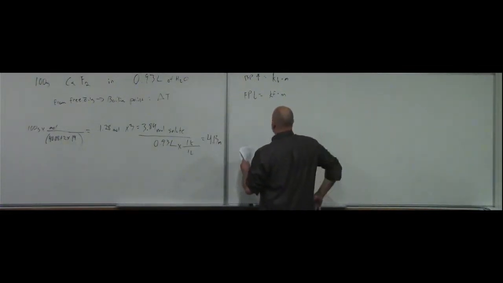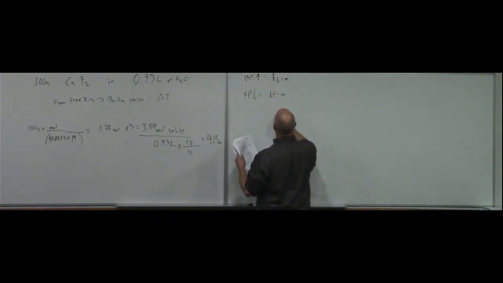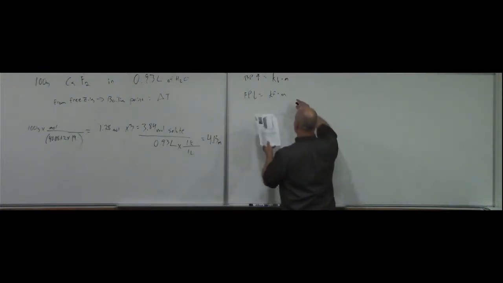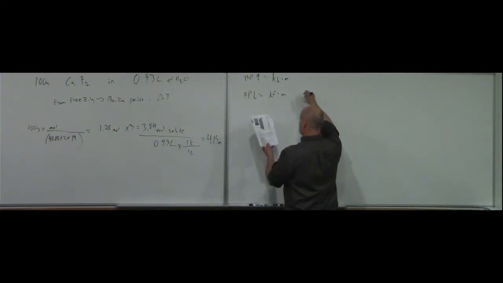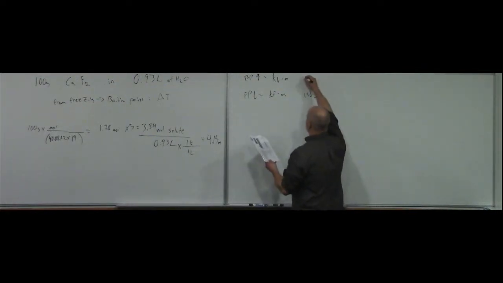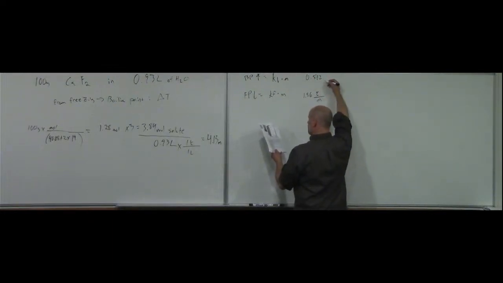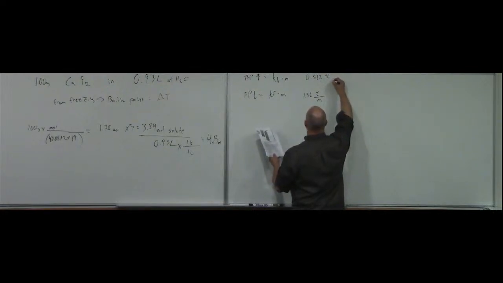So I need my freezing point depression for water. Freezing point depression for water is going to be 1.86 degrees Celsius per molal, right? And my boiling point elevation factor is going to be 0.512 degrees Celsius per molal.